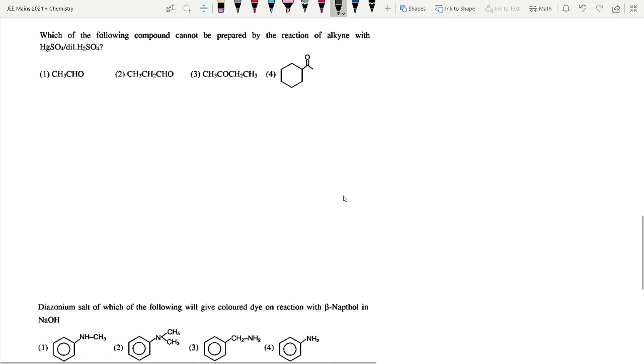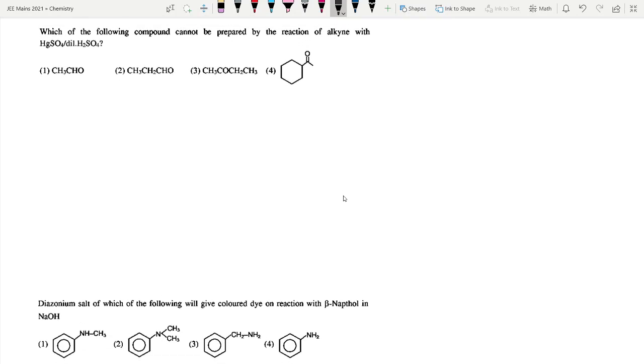Okay, how about this one? Which of the following compounds cannot be prepared by reaction of alkyne with HgSO4, dilute H2SO4? Okay, so this is oxymercuration and reduction or demercuration, you can say. Oxymercuration, demercuration of alkynes. So let me give you a quick mechanism so that you can understand it nicely.